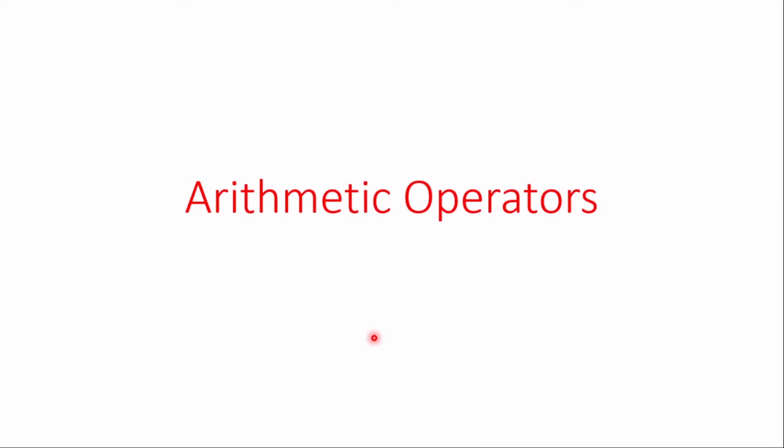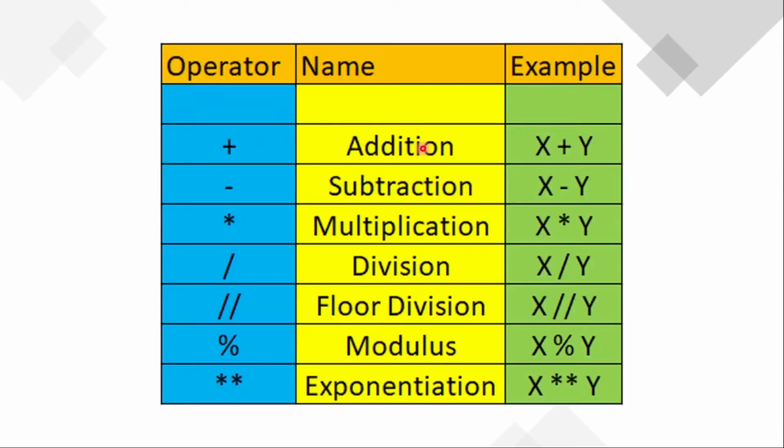So in this lecture we will see about the arithmetic operators. We have already seen the addition and subtraction in the previous lecture. So asterisk is used for the multiplication and forward slash is used for division. And the double forward slashes are used for floor division.